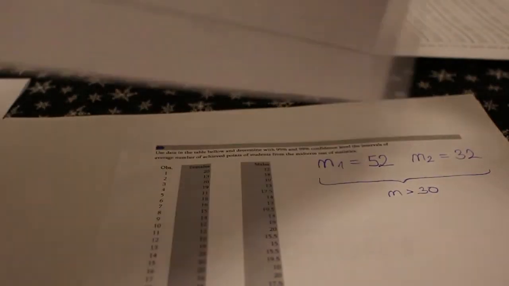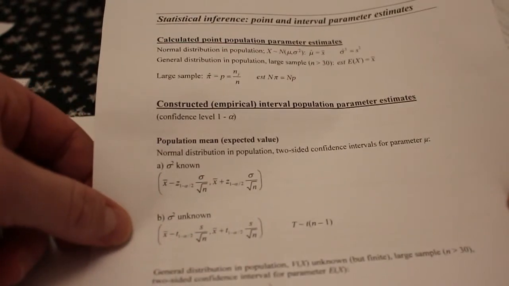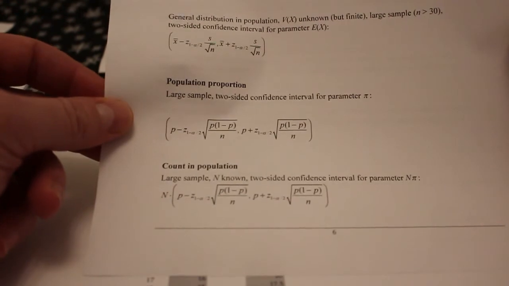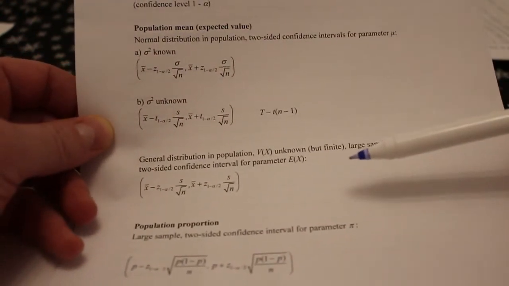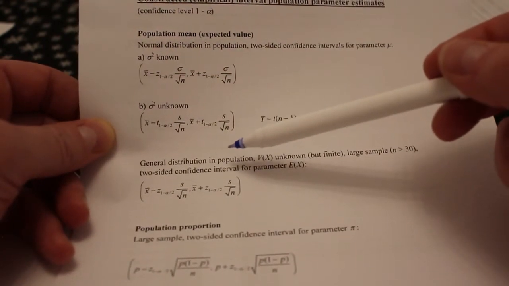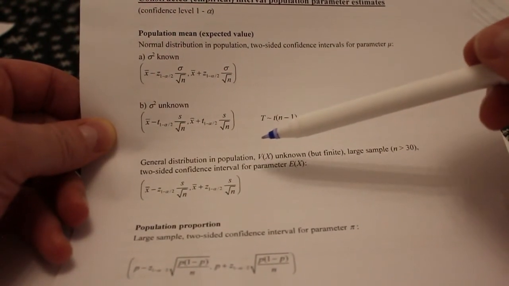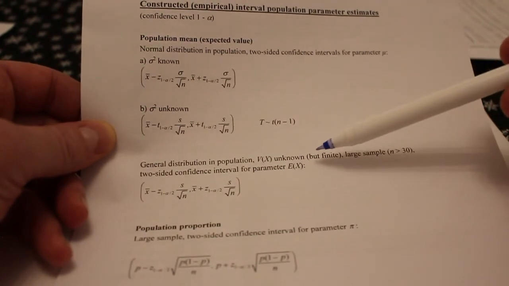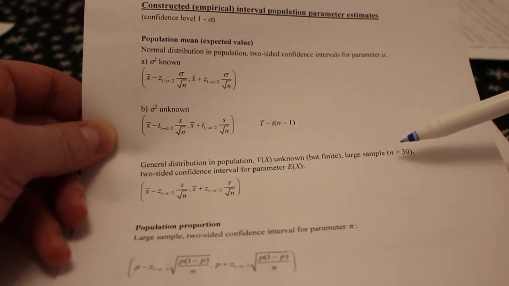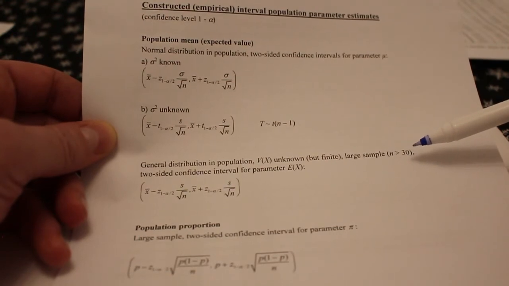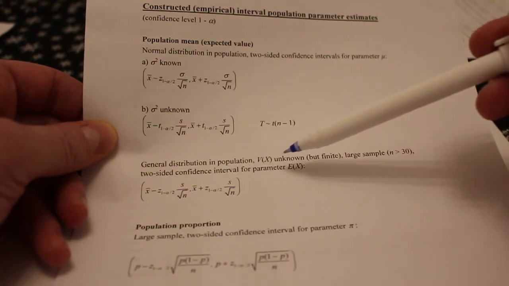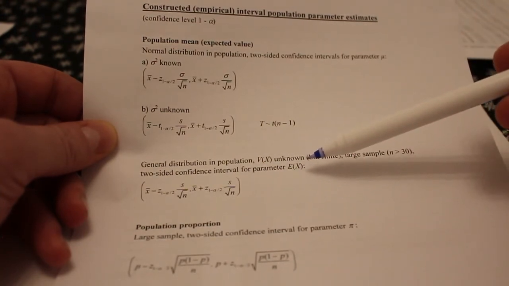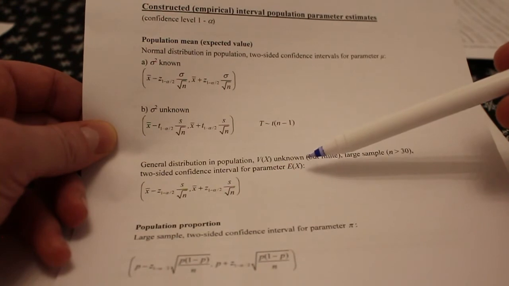So I will check your formulas, and I will find the last formula on this page, which was not used today. Here, general distribution. I don't know the distribution of the population. The variance is unknown, and we have large samples, two samples, n higher than 30. This is the two-sided confidence interval for the parameter expected value.